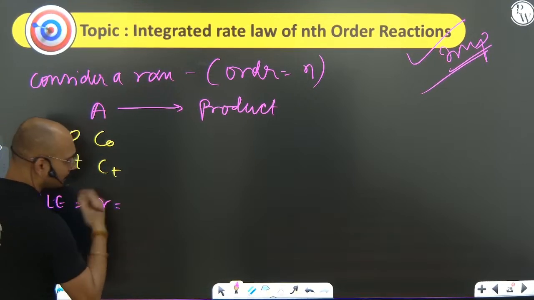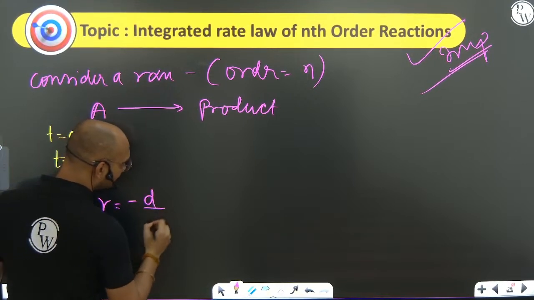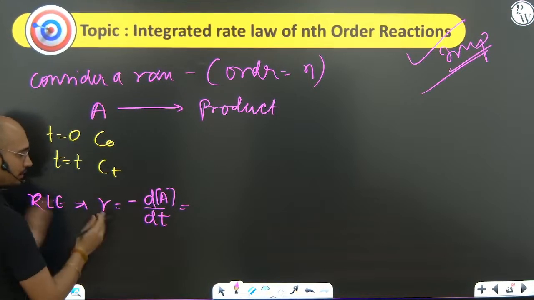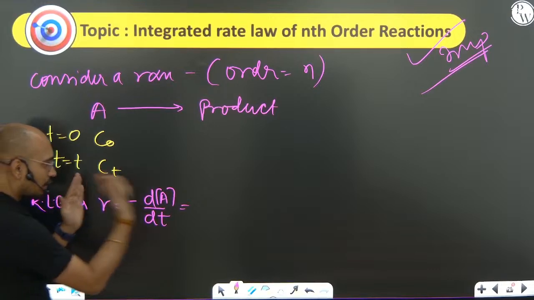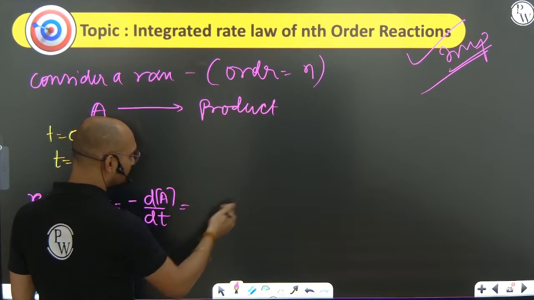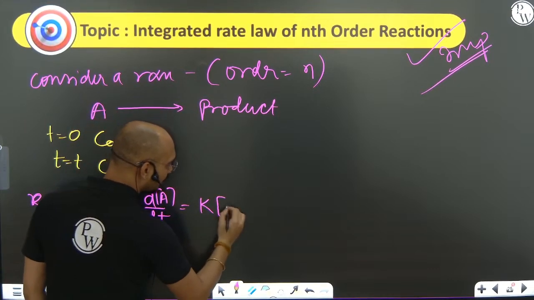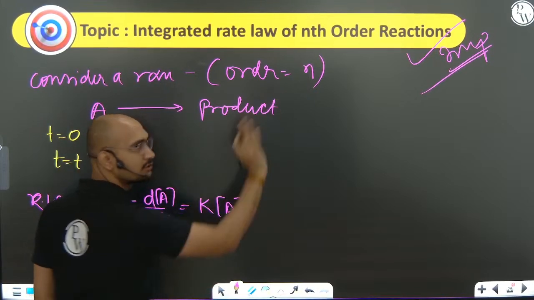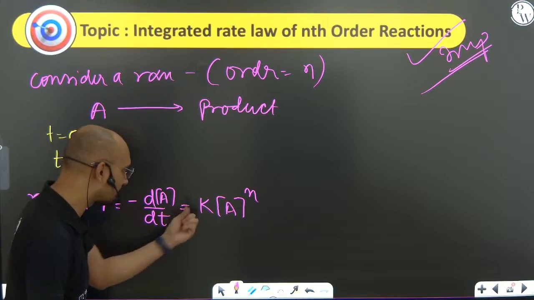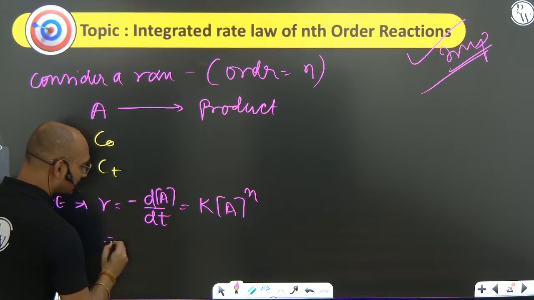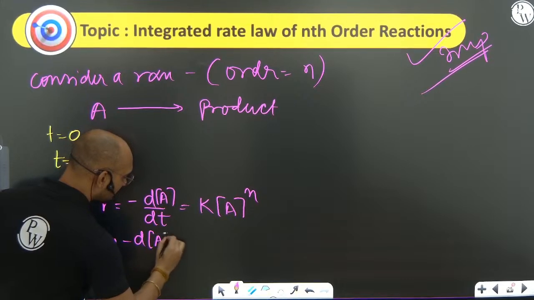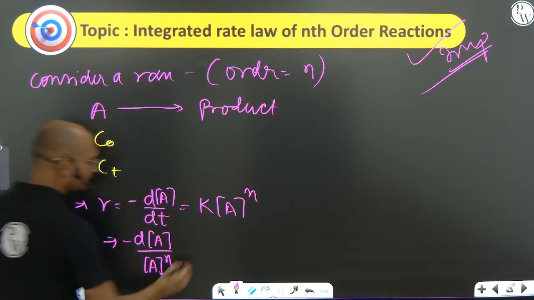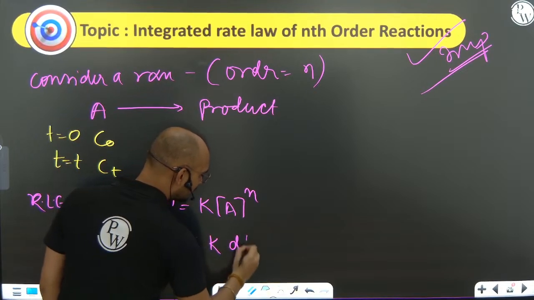We know that rate equals minus dA by dt. Differential rate law. Now equate it with K into A to the power n, whatever is the reactant raised to the power of its order, which is nth order. Any doubt? No doubt. We can equate both of them. From equating, minus dA by A to the power n, that is A to the power minus n dA, equals K dt.